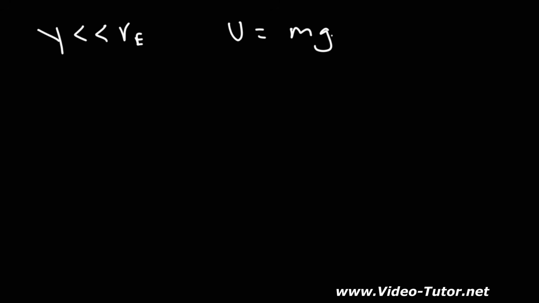So just to recap, if the height of the object is significantly less than the radius of the Earth, let's say if you're dealing with heights of 1,000 meters or less, it could be like 3,000 meters, those are still relatively small numbers. You can calculate the gravitational potential energy using this formula.